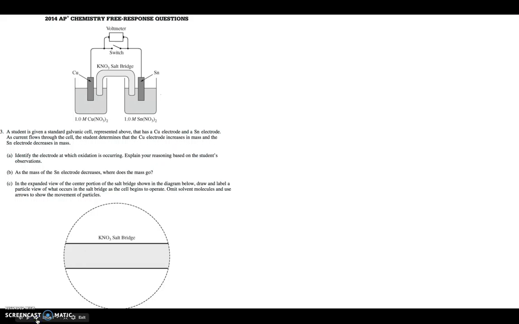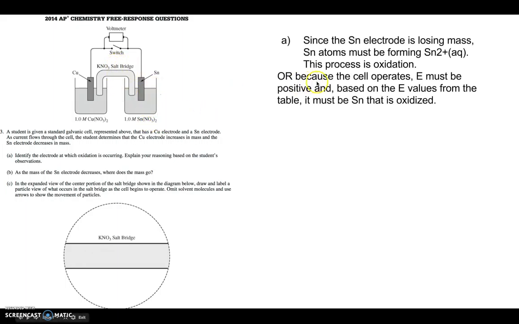So here's an FRQ. Part A, identify the electrode at which oxidation is occurring. Explain your reasoning based on the student's observations. So oxidation is going to occur where there is a loss. And there's a chart that shows you the cell potentials, but I don't have that in this picture because I just screenshotted the FRQ. Anyway, you can see that the Sn atoms are going to be forming Sn2+ and creating a drop in mass right here, which is part B.